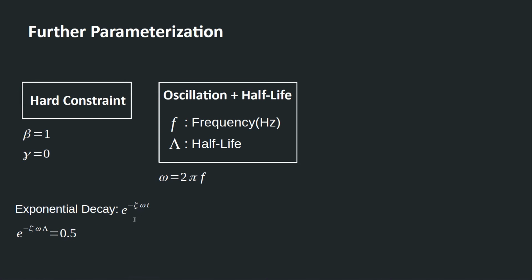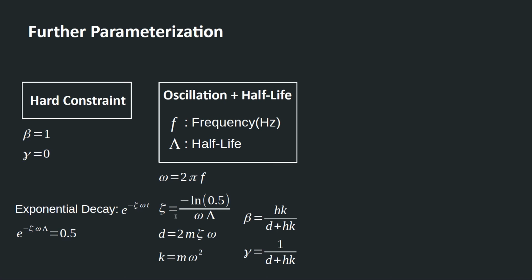And after taking the natural log on both sides of the equation, we can express zeta in terms of omega and lambda. And then we go through the series of conversions we derived in this tutorial and arrive at the corresponding beta and gamma for the desired frequency and half-life.